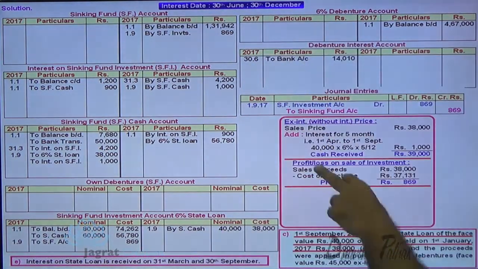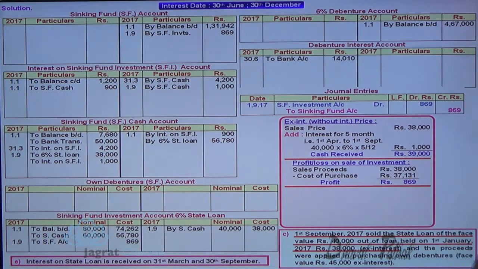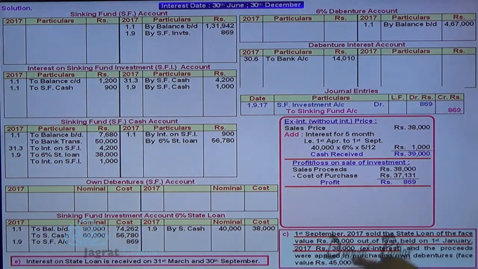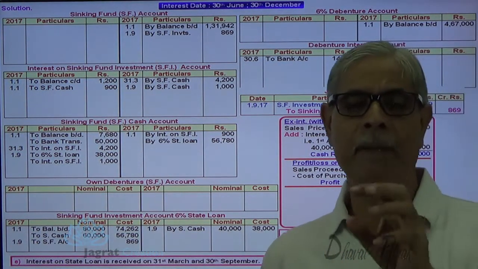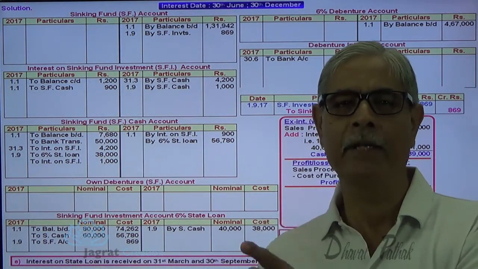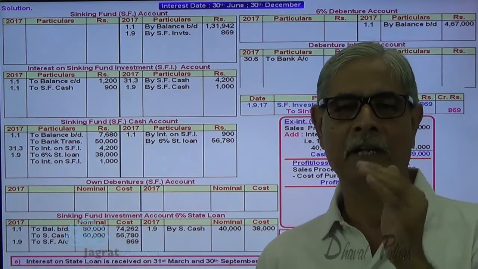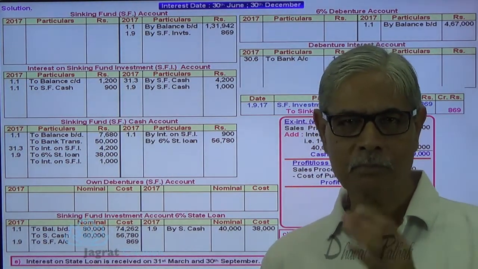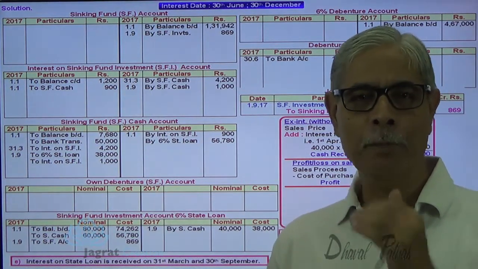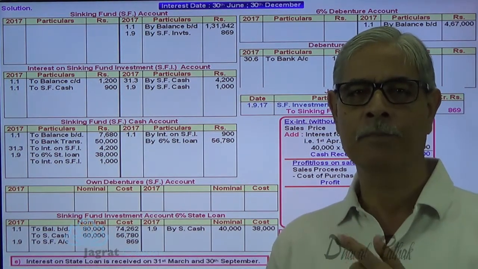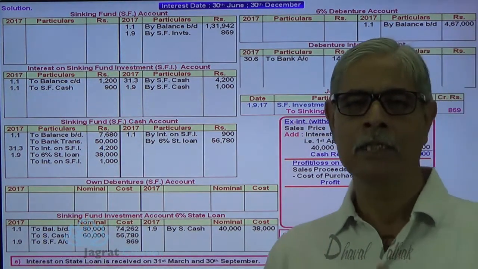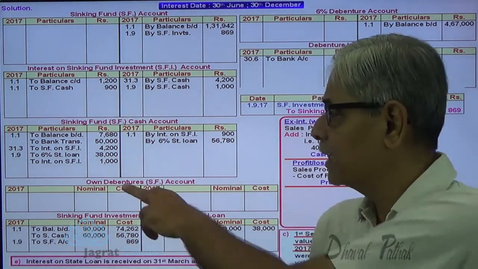Now whatever the proceeds are there, 39,000 is the proceeds. These proceeds are applied to purchase the own debenture of 45,000. So debenture face value 45,000 purchased on a payment of 39,000. Now when you purchase your own debenture, it is also purchase of security. When you purchase, you are required to pay interest till the date of purchase. What is the date of purchase? 1st of September. So 1st of September is the date of purchase of own debentures.